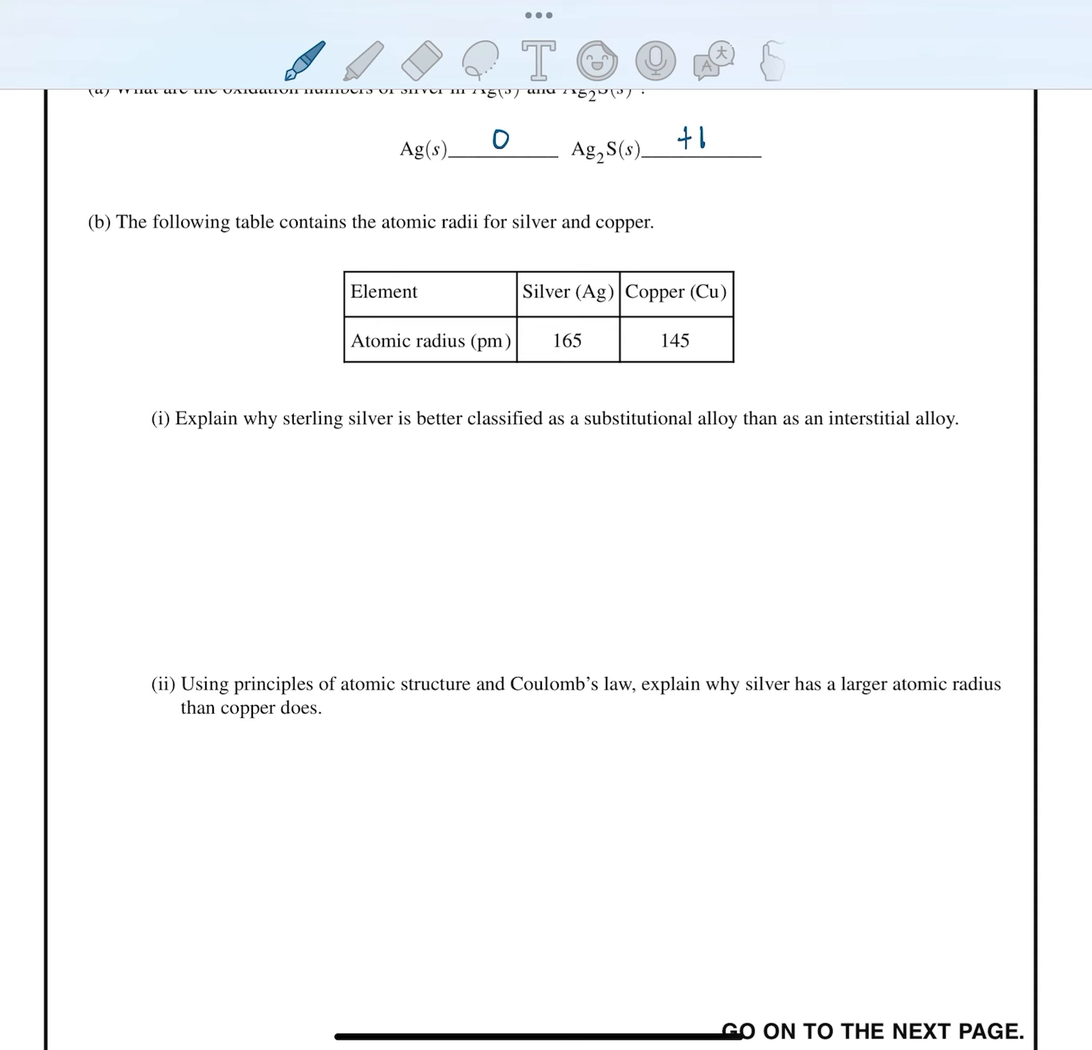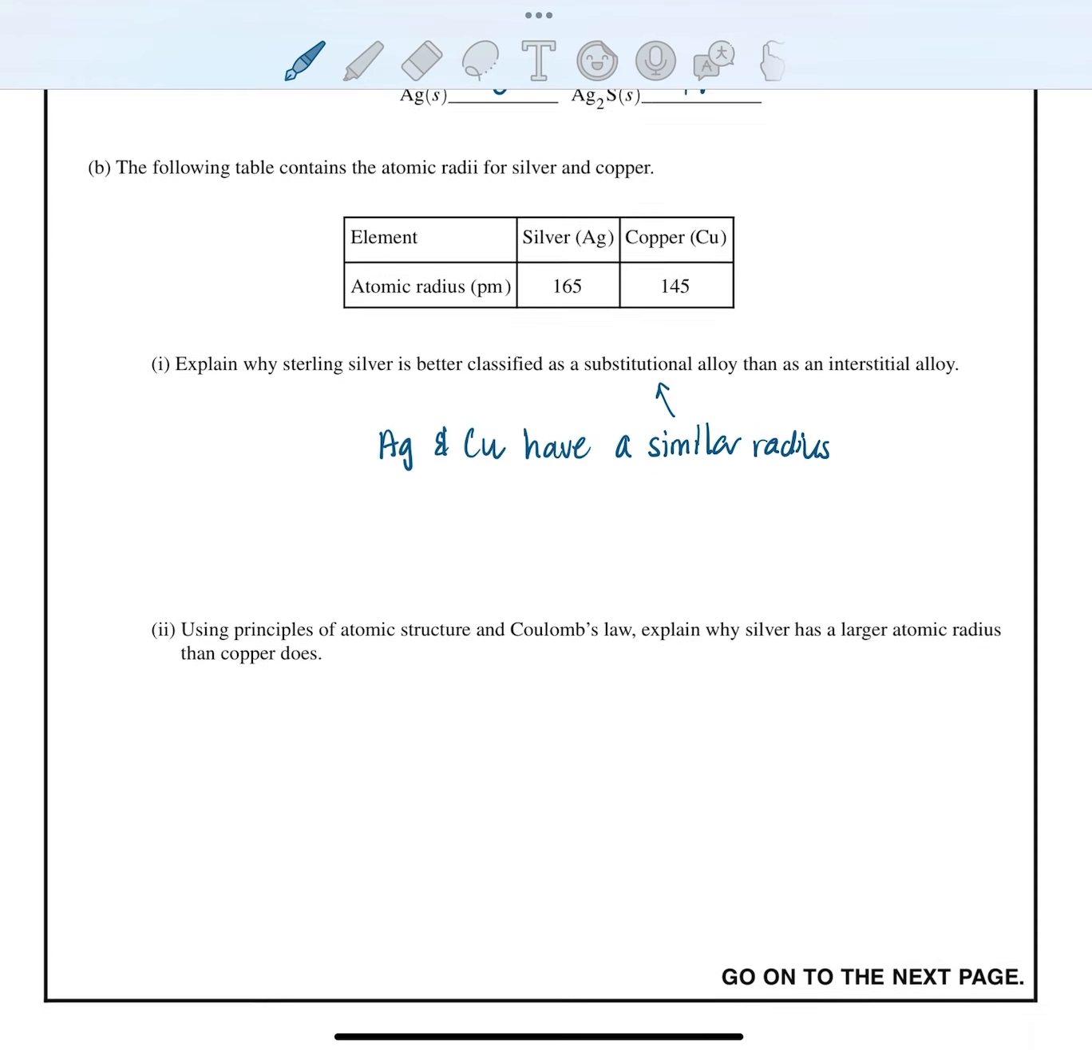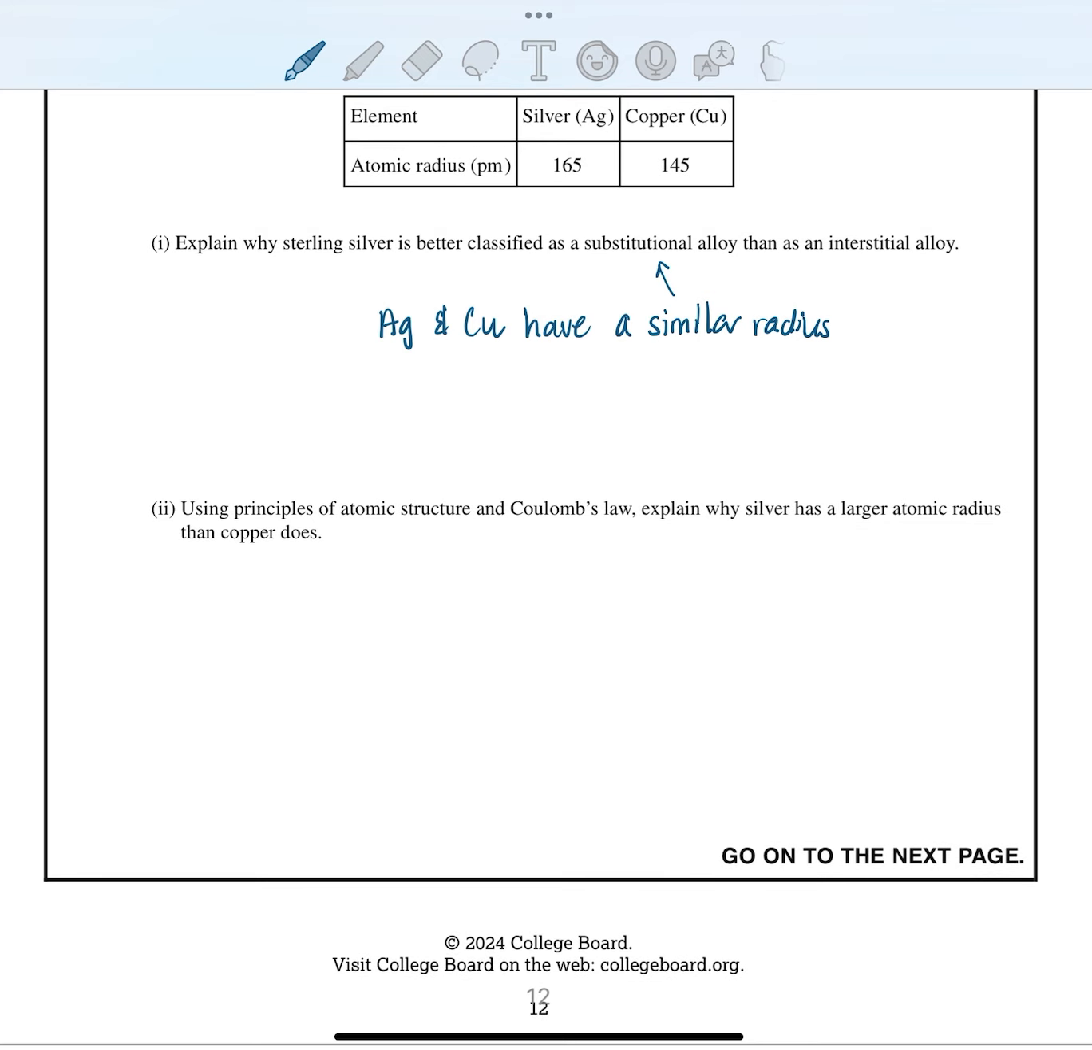I'll just read you the definition here. It says, because the substituting atoms occupy regular positions in the lattice, the overall structure and properties of the alloy tend to be similar to the original metal. If we look at the AP answer key, it doesn't have to be that detailed. They just say that they have a similar radius, which makes them a substitutional alloy. That's the definition. Okay, we'll do one more question in this video part.